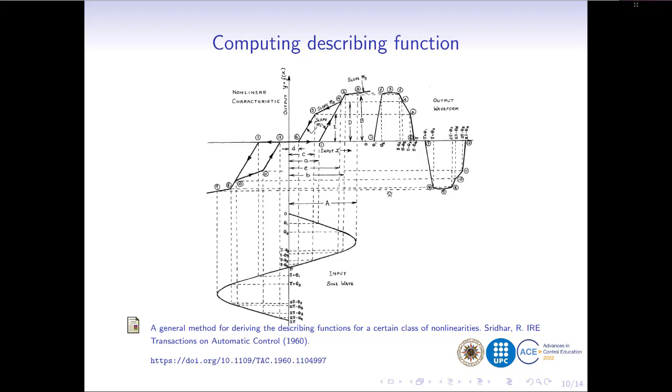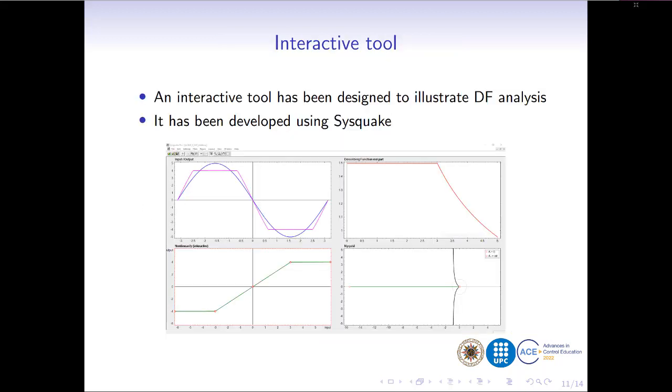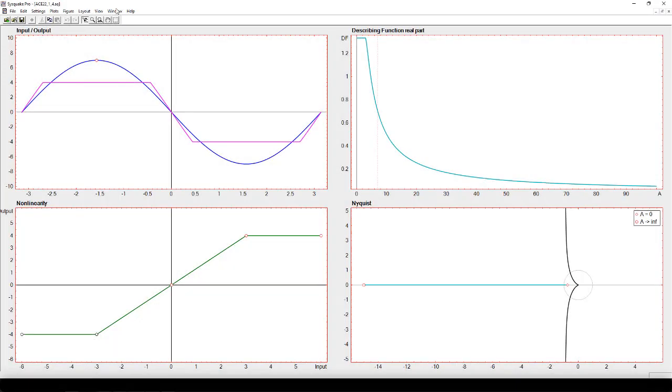Taking Sridhar's parametrization of the nonlinear characteristics as piecewise functions and their corresponding expression of the describing function, an interactive tool has been designed to illustrate the describing function analysis, which we present in this video. This interactive tool has been developed using Sysquake, as it is a very suitable environment and language for applications and interactivity. Example 1. Saturation. Saturation is one of the static nonlinearities that is present in all practical control systems.